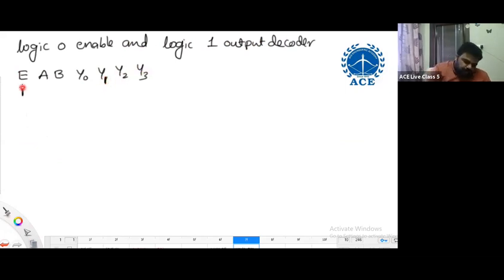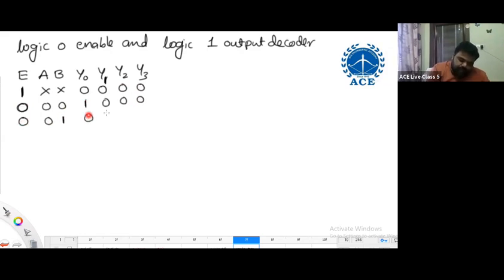What is it here? E equals 1, disabling AB, all the outputs are zeros. Why are all the outputs zeros? It is a logic 1 output decoder. If E equals 0, now enabled, AB can be 0, 0, then Y0 is 1, remaining are zeros. When E equals 0, AB 0, 1, Y1 is 1, remaining are zeros. If E equals 0, AB are 1, 0, then Y2 is 1, remaining are zeros. If E equals 0, AB are 1, 1, then Y3 is 1, remaining are zeros.